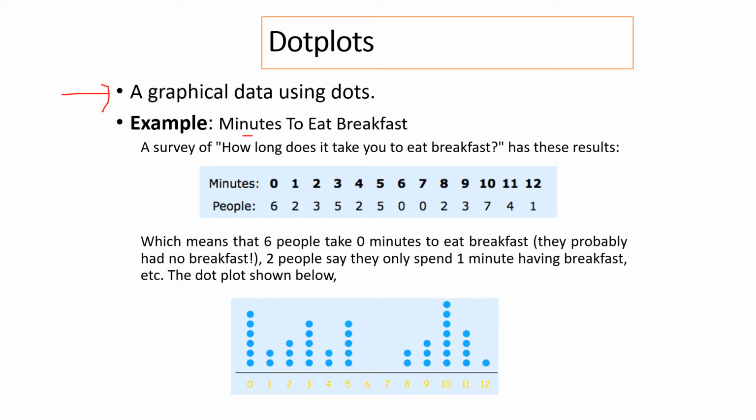Okay, example, time in minutes to eat breakfast. So how long does it take you to eat breakfast? So this is the result. How many people take only 0 minutes, 1 minute, until 12. Which means 6 people take 0 minutes to eat breakfast. They probably had no breakfast at all. And 2 persons say they spend 1 minute having breakfast, and so on. So when you summarize the data in here, you can get, for example, 0, 1, 1, 2, 3, 4, 5, 6, 7. So this is the graph, dot plots.